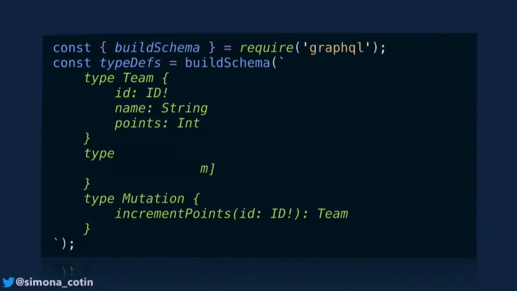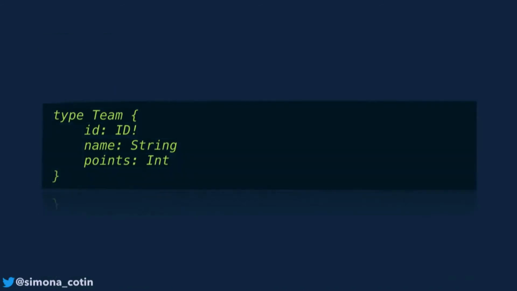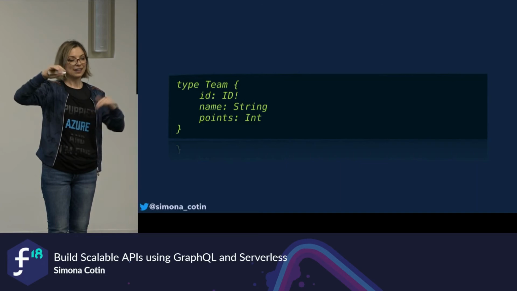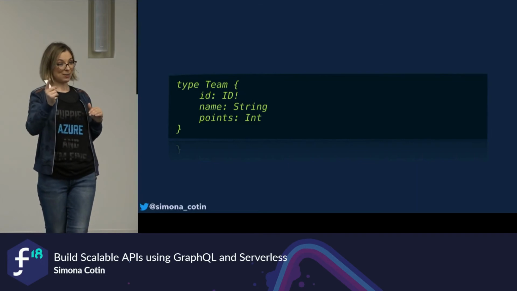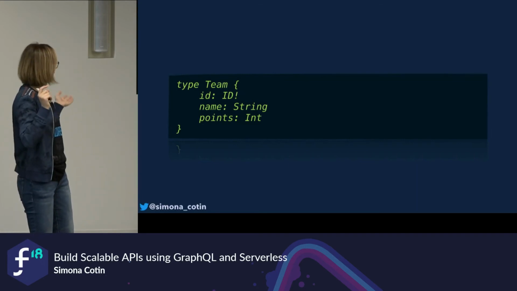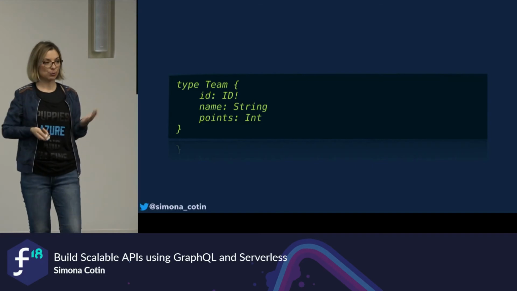This is how, if we were to create a schema and expose it on our backend, it would look. So I'm using this build schema helper function from the GraphQL package, and I'm defining the team type and some operations that are available on our API. And the way we define a new type is using the type keyword, and then we're giving it a name and curly brackets, and then we define the fields that are available on that particular type, and their type.